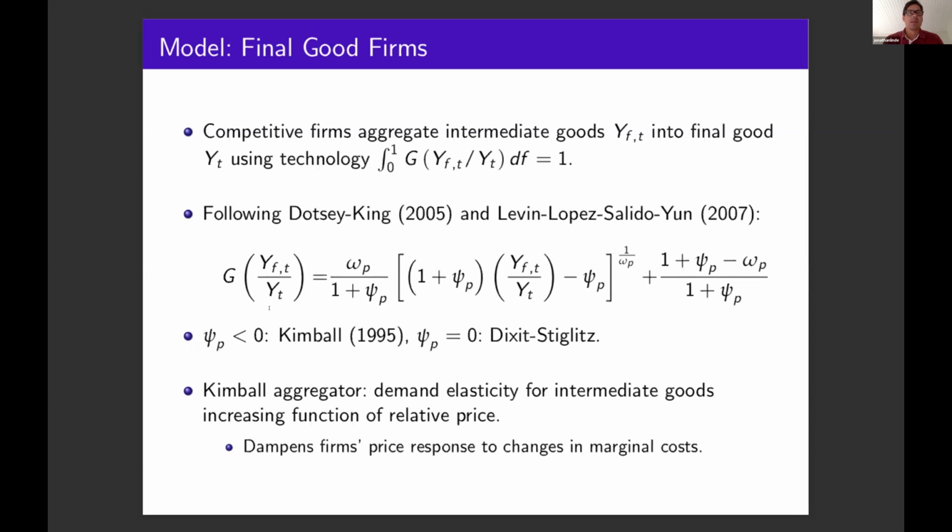If psi_p is smaller than 0, you are sort of in the Kimball world, and if you make it pretty low, you're very much so. If you set psi_p to 0, this complicated G function actually just simplifies to the standard Dixit-Stiglitz linear demand schedule. And the key implication of the Kimball aggregator is that the demand elasticity for intermediate goods is an increasing function of the relative price. And this naturally dampens firm price response to changes in marginal cost.